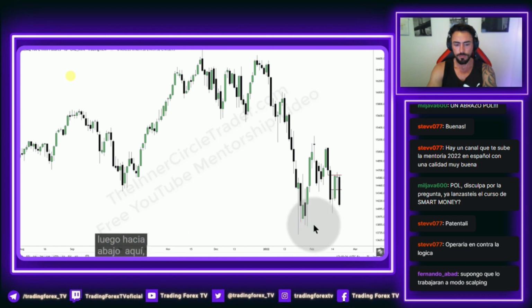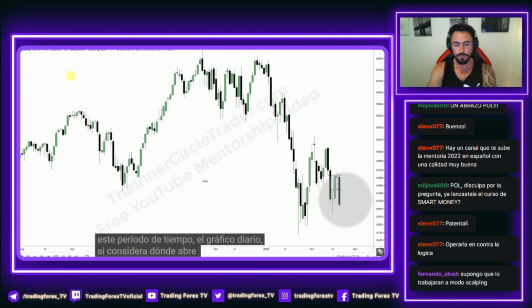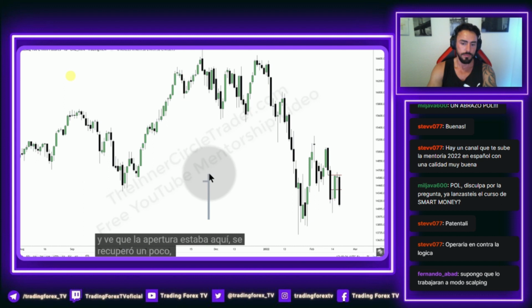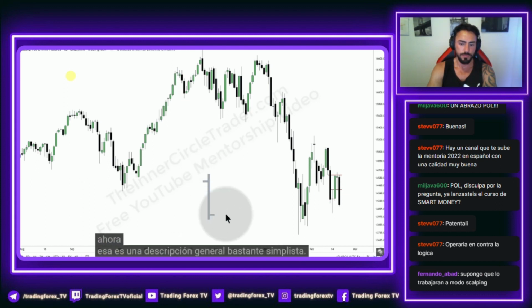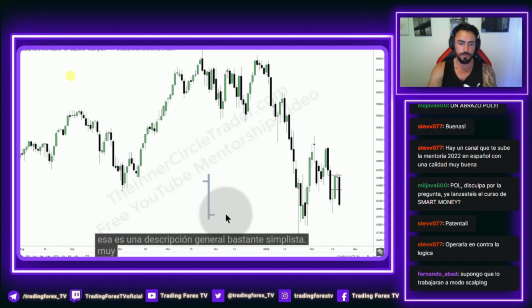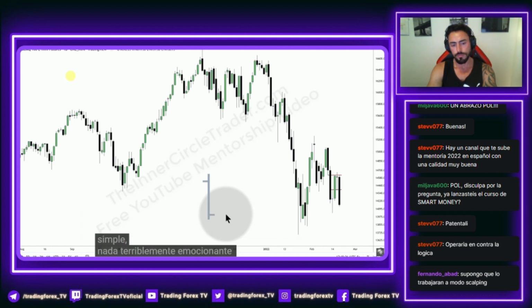Then down here. So when I talk about Power 3, I'm specifically dealing with this time frame, the daily chart. If you consider where the market opens, say this is the opening price, in a daily range, if you're expecting it to go down, or maybe you weren't expecting it to go down, you were just looking at the price in your chart, and you see that the opening was here, it rallied a little bit, and it went down, and then closed near the low. Now, that's a rather simplistic overview, just making it very plain, nothing terribly exciting about that. But when you really start to consider it, it is really exciting, because this is the market right here.